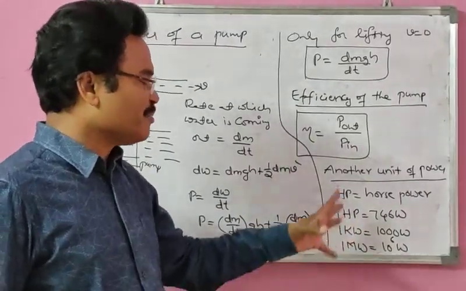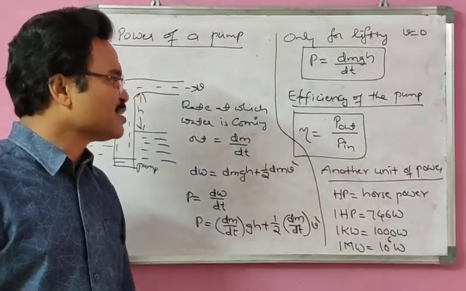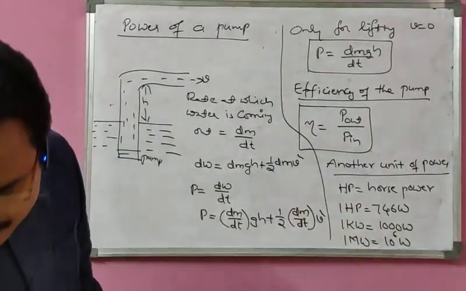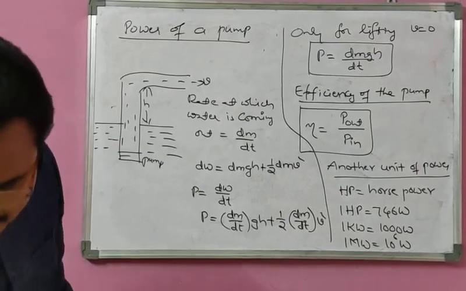Generally, the power of motors is measured in horsepower. 746 watt equals 1 HP. Okay, so this is about power. Then moving on to the next topic.